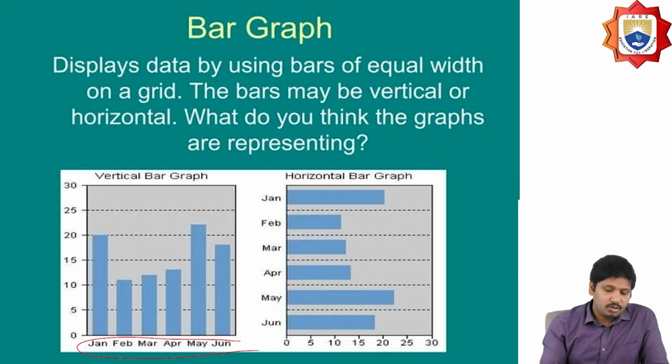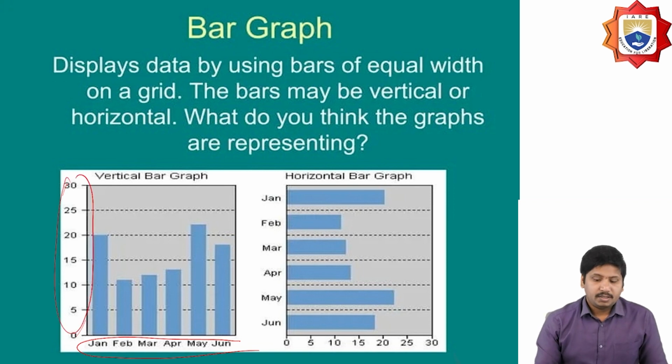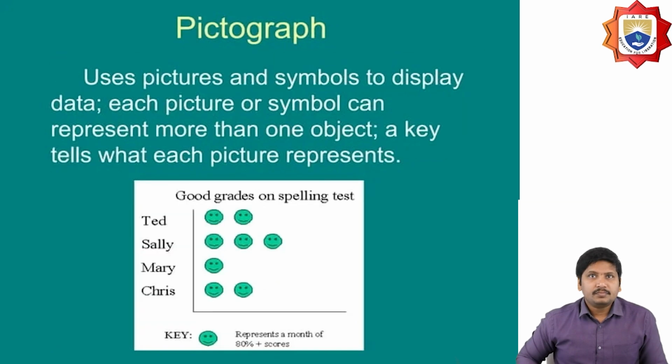Here I'm going to consider the months on the x-axis, which is independent, and the dependent variable, the number of sales, on the y-axis. And if I rotate that, I get the horizontal graph, where I can represent the same thing. So the bar graph displays the data by using bars of equal width on the grid, and can be vertical or horizontal.